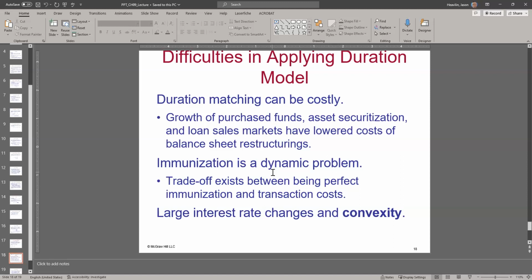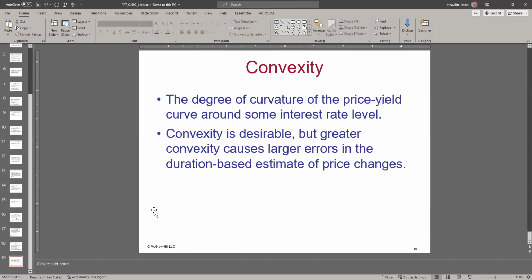Large interest rate changes and convexity. That's a thing. So luckily in the United States, typically interest rates change at a good pace, not like huge jumps. It may happen from time to time, but typically it's slow movement. So the shocks are a little less of a thing. However, it does happen, and you have to adjust and correct to them. And then you have convexity.